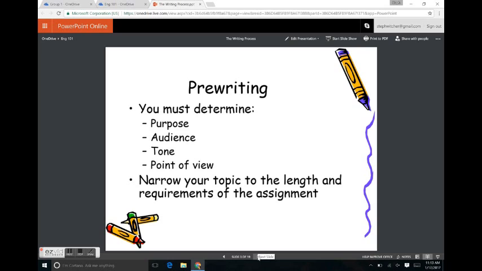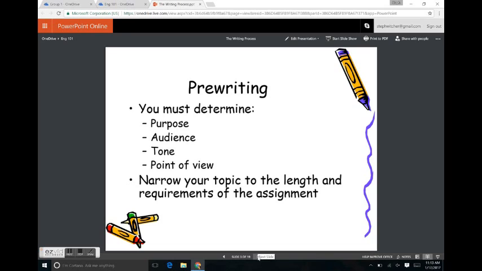So when we're talking about pre-writing, first you have to decide, what is my purpose, who is my audience, what will my tone be, and what point of view will I take? So for purpose, you have to remember that there are 3 purposes for writing. The first is to inform, or to entertain, or to persuade is the third. So you have to decide which of those purposes you will meet with the writing that you're going to be doing.